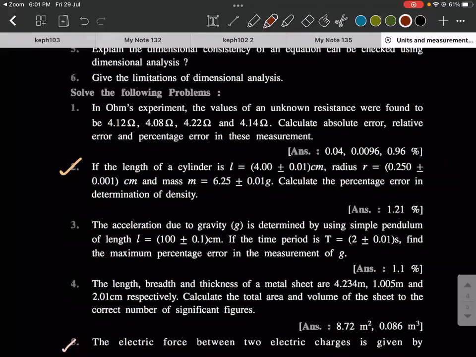So do this second problem. If the length of the cylinder is L equal to 4 plus or minus 0.01 centimeter, radius is 0.250 plus or minus 0.001 centimeter, and mass is 6.25 plus or minus 0.001 gram. Calculate the percentage error in the determination of density.